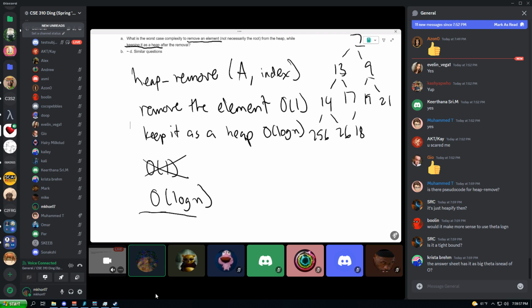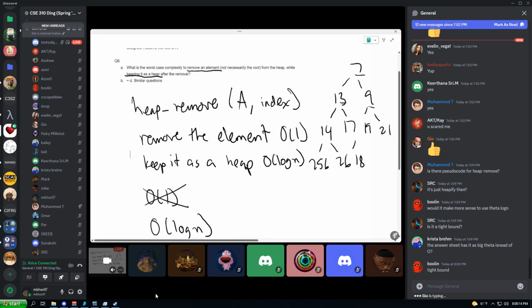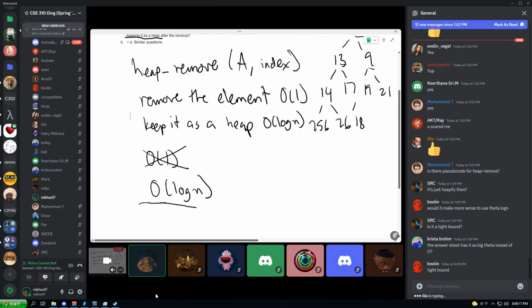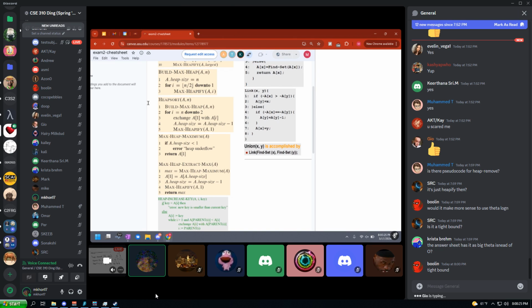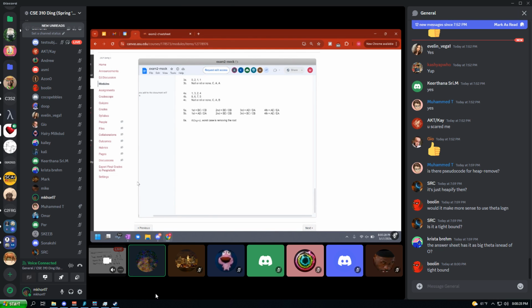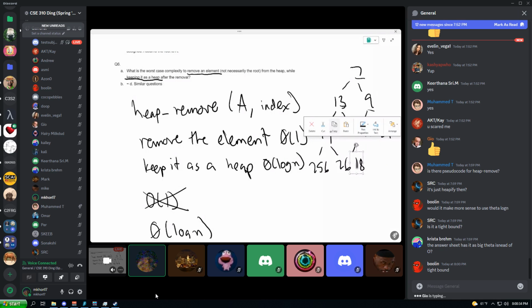Would it make more sense to use theta log n? No, it doesn't have to be log n. Actually, it depends on n, doesn't it? You could say that, maybe. The answer sheet read it as big theta instead of big O. Oh, okay, that's my bad then. Let me check to make sure on that. It's probably theta then. That would make sense, because if it is quite literally the levels that matter, then it would have to be theta of log n.